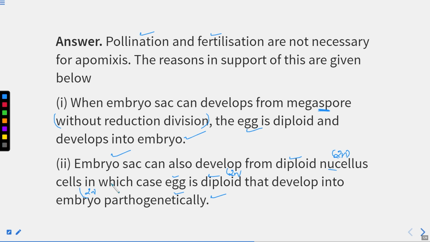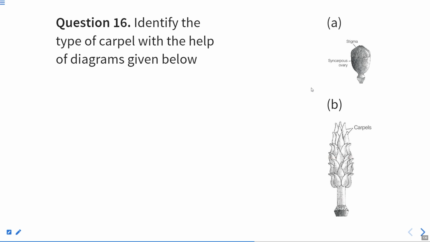So this is clear. So let's start with question number 16. We have to identify the type of carpel with the help of the diagrams given below. So these are the two diagrams that have been given. This is the first diagram, this is the second diagram.